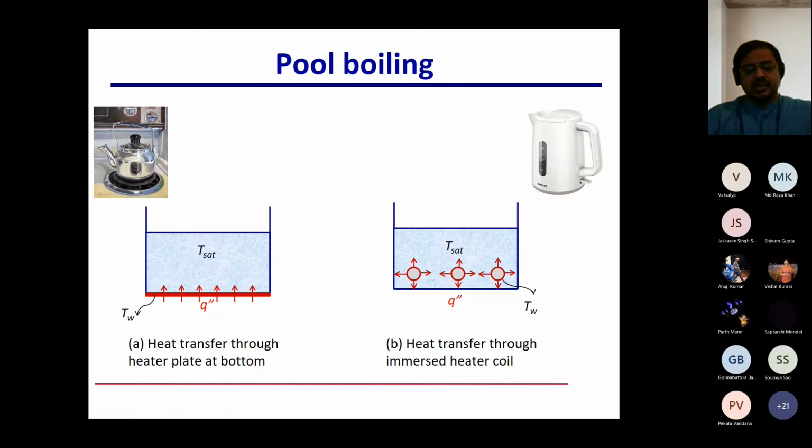It will start changing its phase from liquid to vapor. The vapor bubbles will form and rise up. So this is pool boiling, where the liquid pool is stationary. When you supply heat, the change of phase happens on the heater surface. You have formation of vapor bubbles, which detach from the surface beyond a point, rise up, and then collapse at the surface.